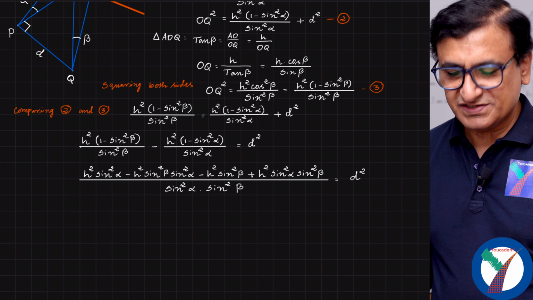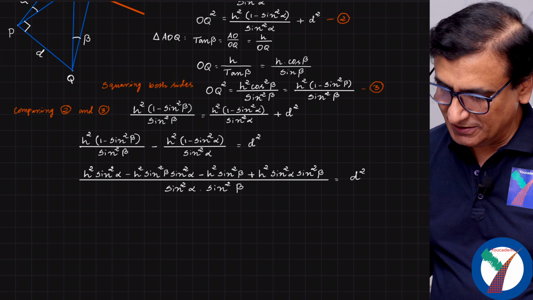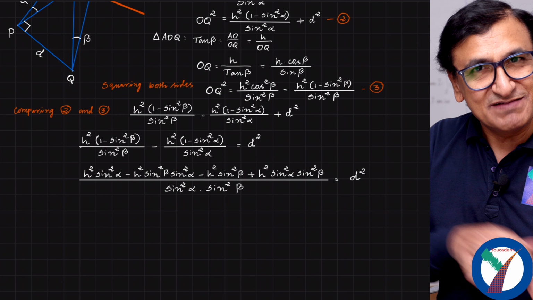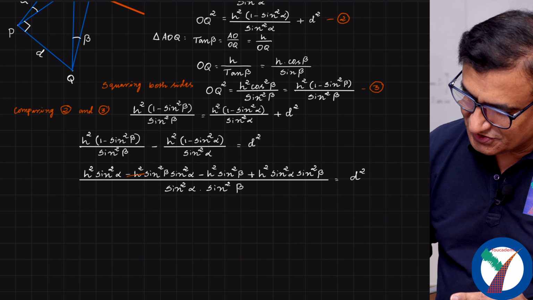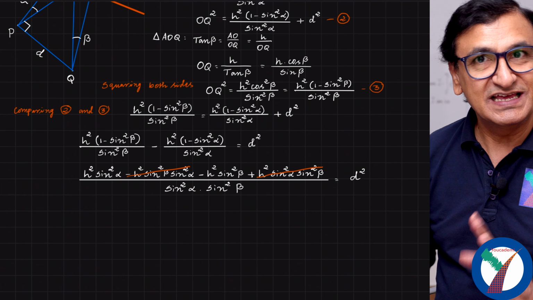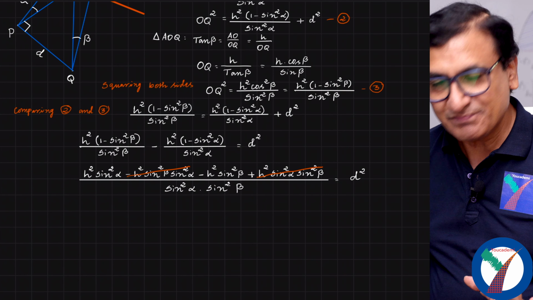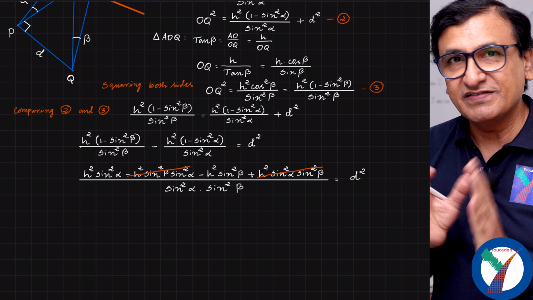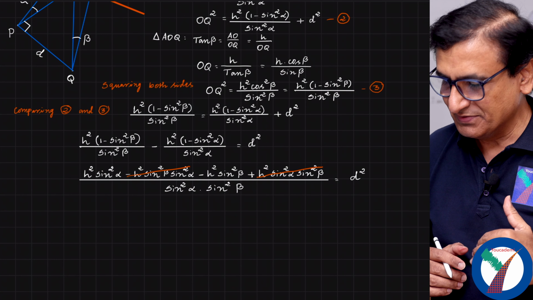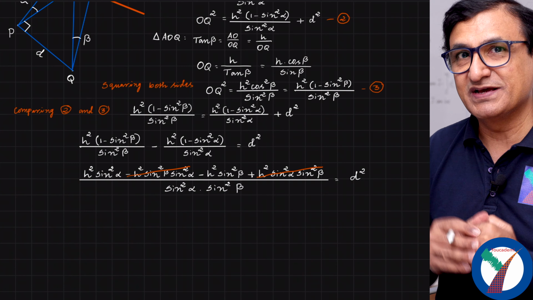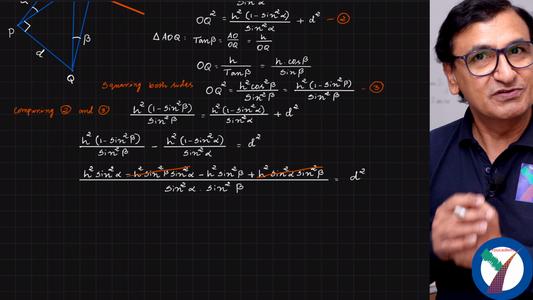Cool. Now if you notice, we have h square sine square alpha and sine square beta with the plus sign and the same thing with the minus sign. So these two get cancelled. So we have this term and this term getting cancelled. So what are we left with? We are left with h square. Let's factor out h square. So you have h square times sine square alpha minus sine square beta in the numerator, sine square alpha multiplied by sine square beta in the denominator, which is equal to d square.